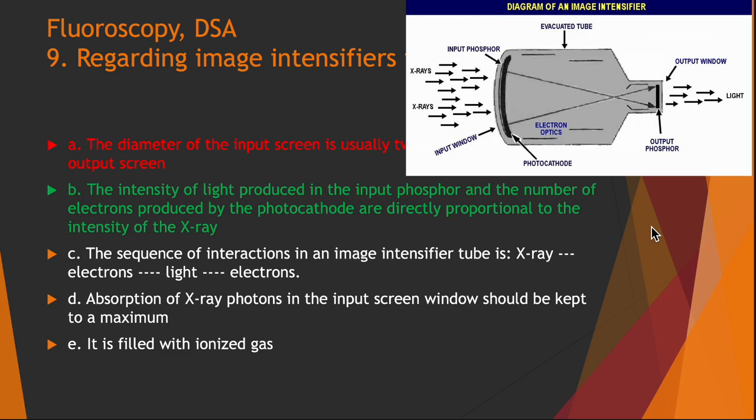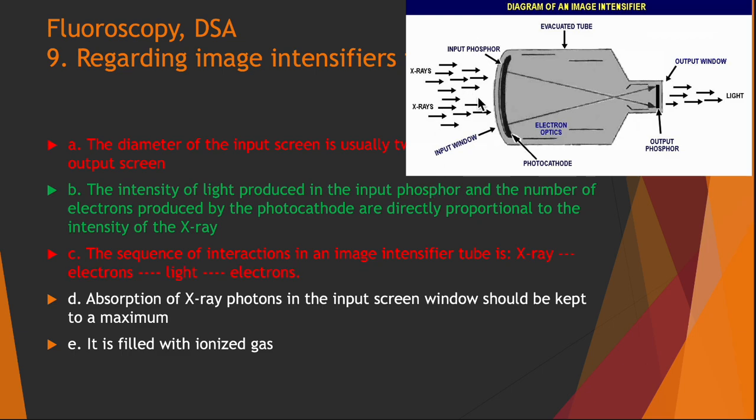The sequence of interaction in an image intensifier tube is X-ray, electrons, light, electrons. The answer is false, because here the sequence, as I can show you in this particular image, is X-rays, light with the help of the input phosphor, electrons, and then light. So the sequence is X-ray, light, electrons, light, not X-ray, electrons, light, electrons. So that statement is false.